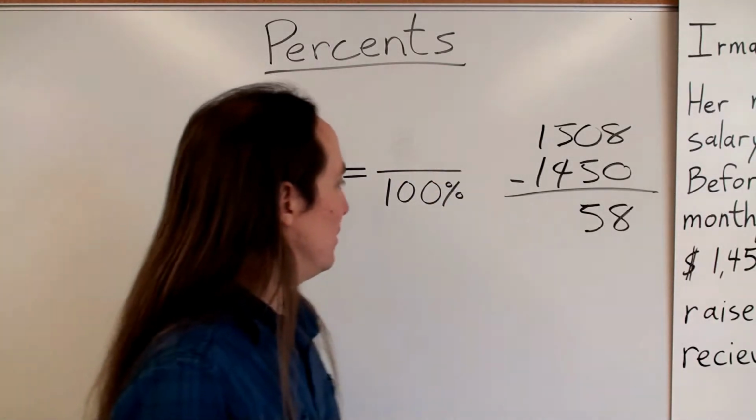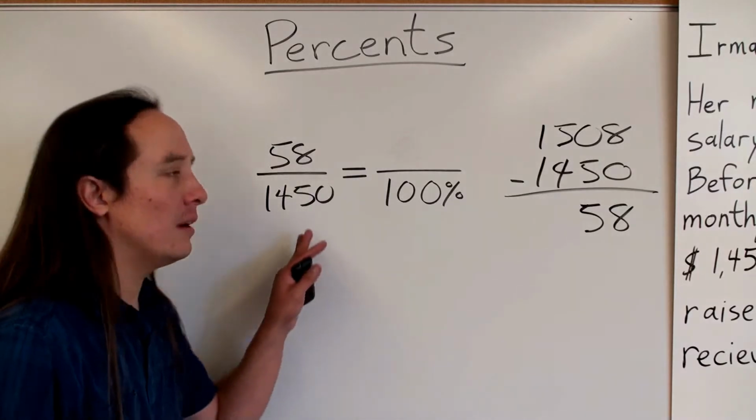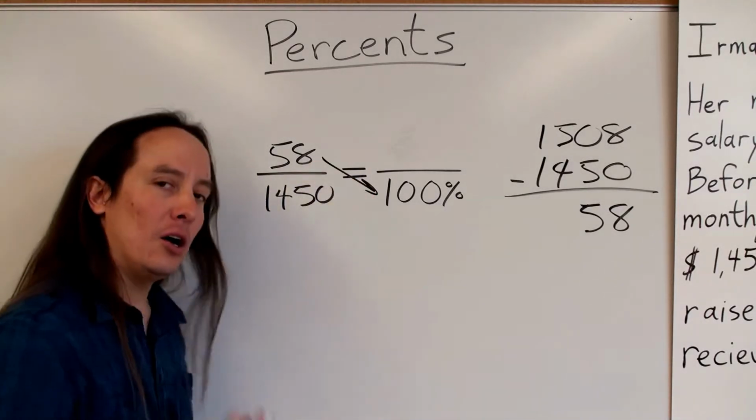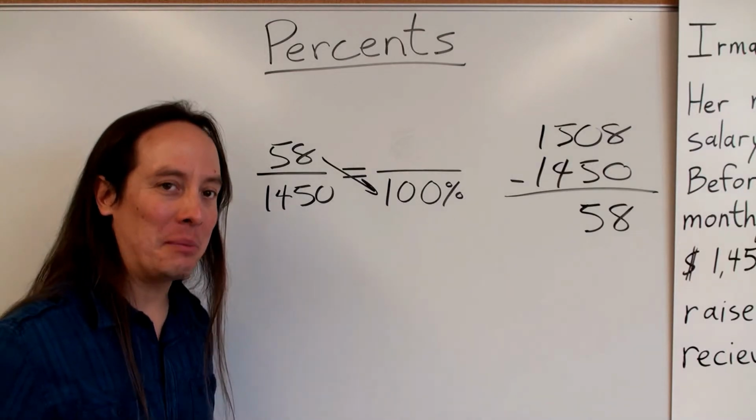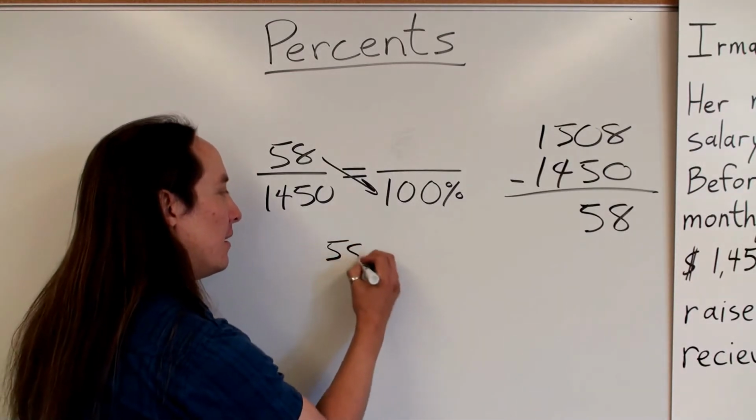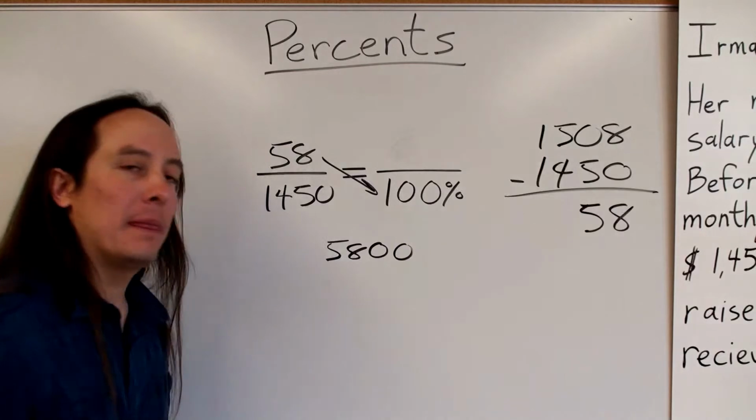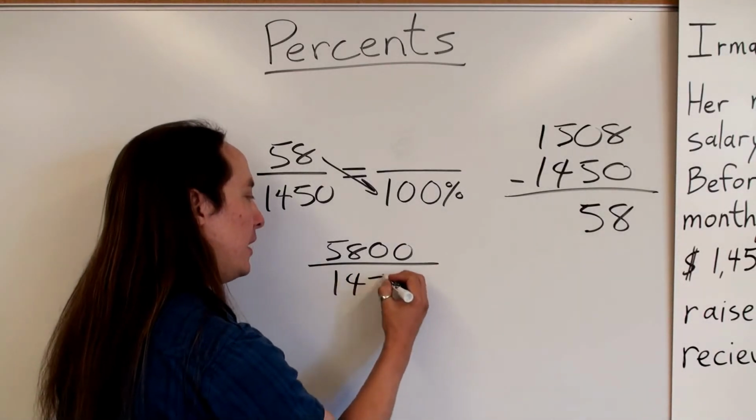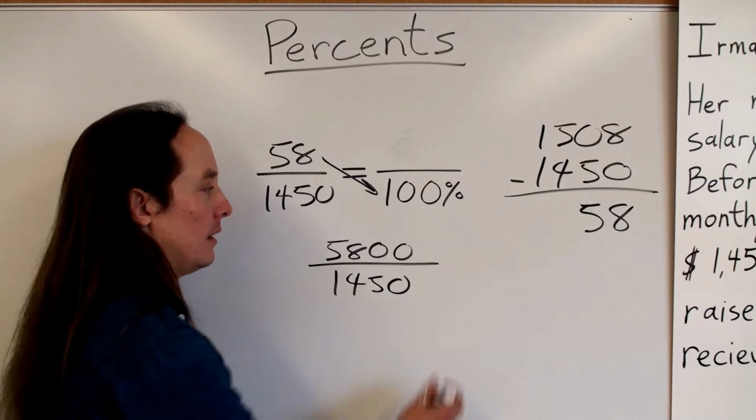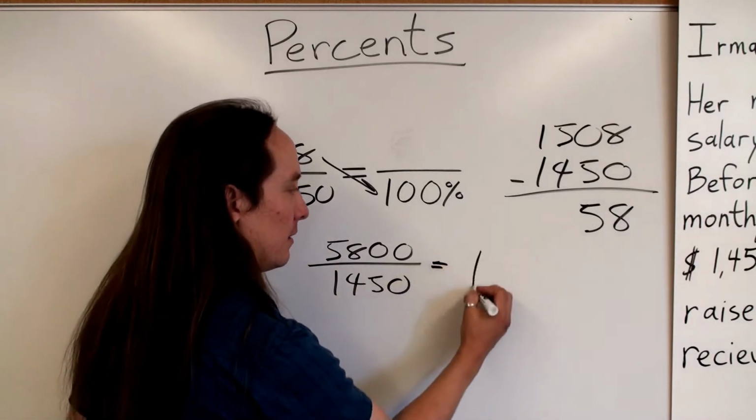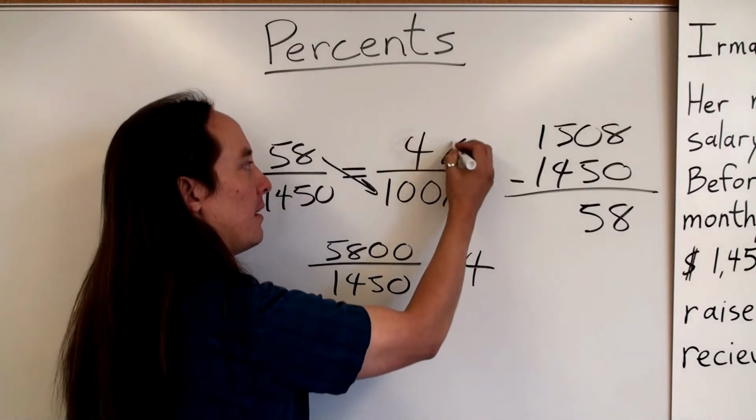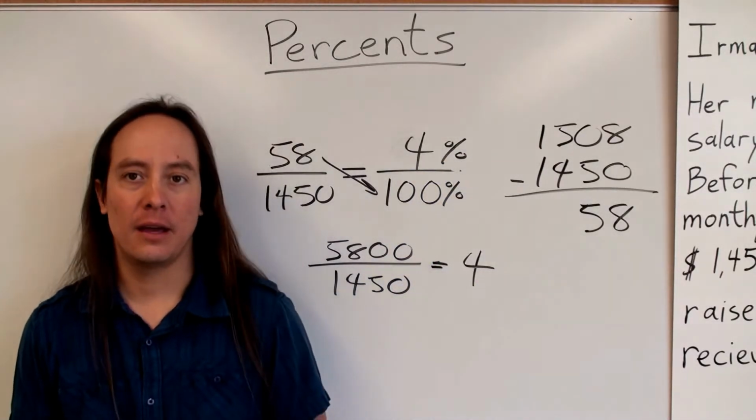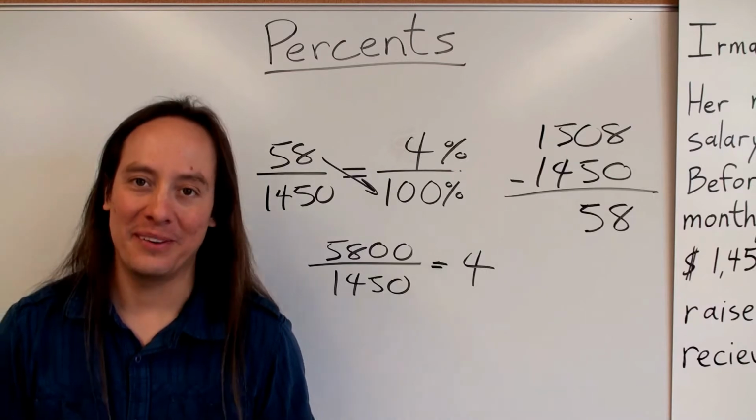Okay? All right, so now we're ready to solve the proportion. And we just multiply diagonally. Always going to multiply diagonally when we're doing proportions. So that'll give us 5,800. And then we divide that by the third amount that we haven't used, 1,450. And that will give us 4. Or what we're going to say here is Irma received a 4% raise. Okay? So there's that one.